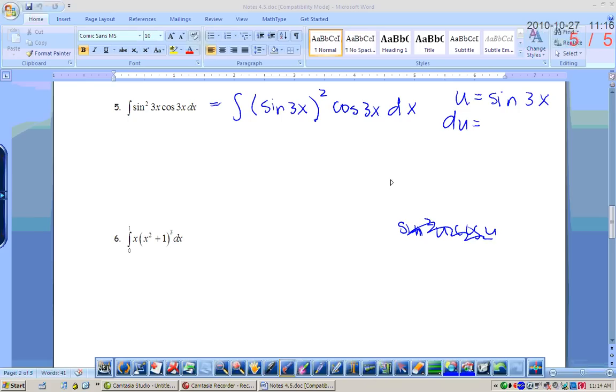What's the derivative of sine 3x? Times 3. So 3 cosine 3x dx. Conveniently enough, I've got the cosine 3x dx, so all I need is the 3. And if I stick a 3 inside, I have to stick a 1/3 outside. All right, so when I make my substitutions, what am I left with? U squared times du.